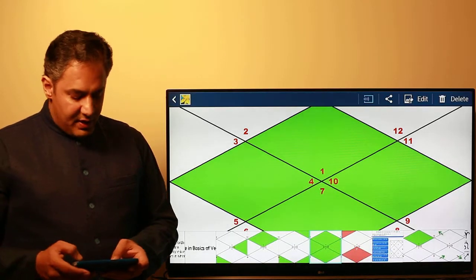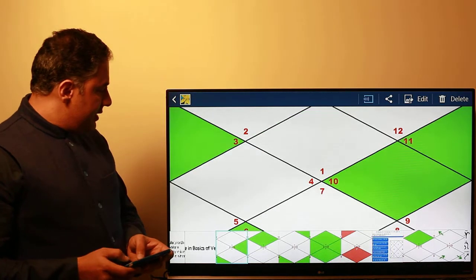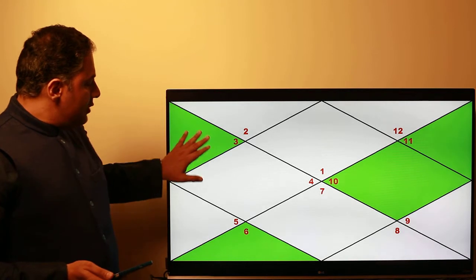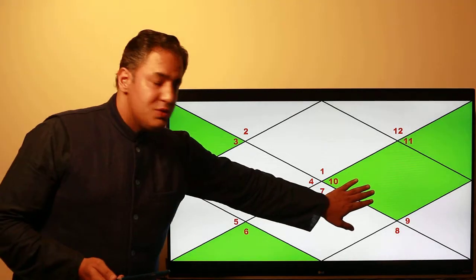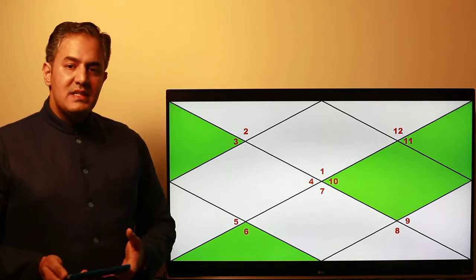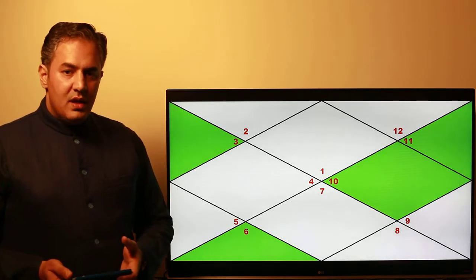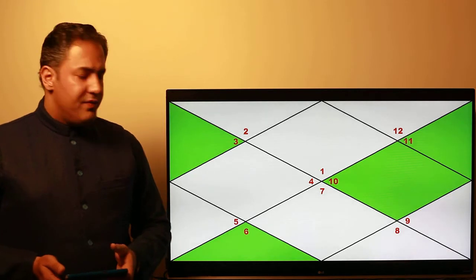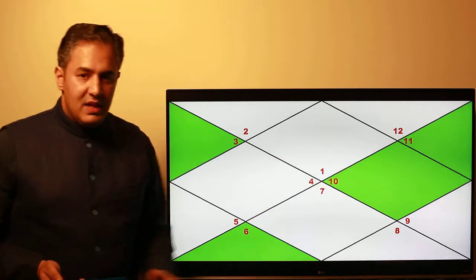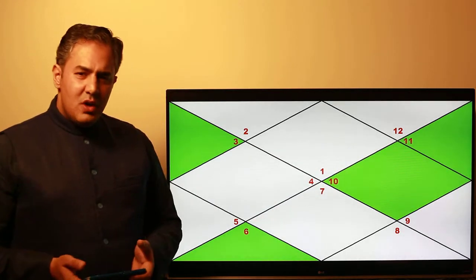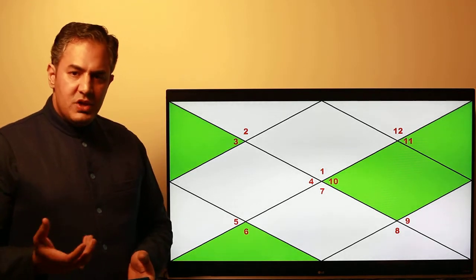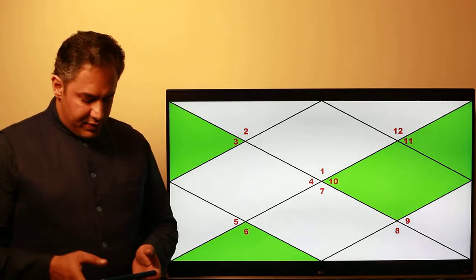Now another category of houses is the third house, the sixth house, the 10th house, the 11th house. These houses are always giving you growth. These are the houses of growth. All the growth in life, the progress in life, comes from the third house, the sixth house, the 10th house and the 11th house. In Vedic astrology, we call these houses Upchaya. Upchaya houses, the houses of growth.